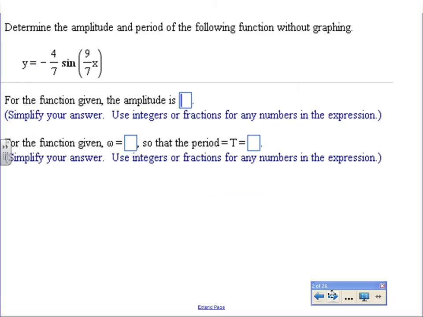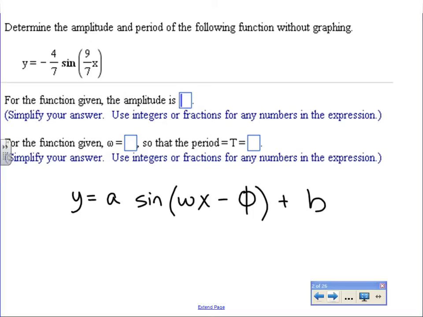Okay, now this one looks more like a graphing question here. It says determine the amplitude and period of the following function without graphing. So let's go over our equation here. We have y equals, I'm going to use sine in this case, A times the sine of omega x minus phi, plus, I think they put b on the end there.